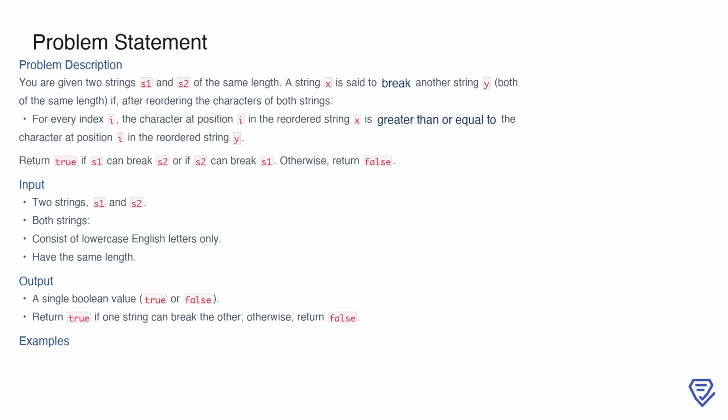The goal is to return true if either S1 can break S2 or S2 can break S1. Otherwise, you return false. The inputs to the problem are two strings made up of only lowercase English letters, and they will always have the same length. The output is a Boolean value indicating whether one string can break the other or not.